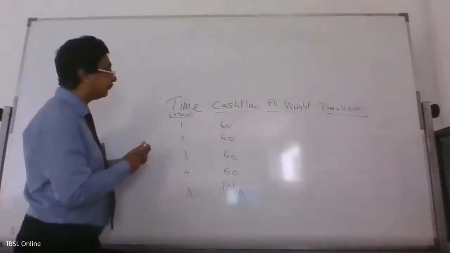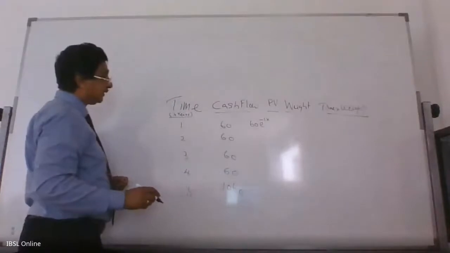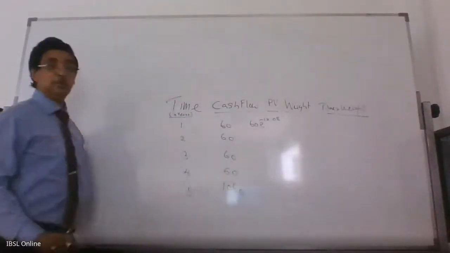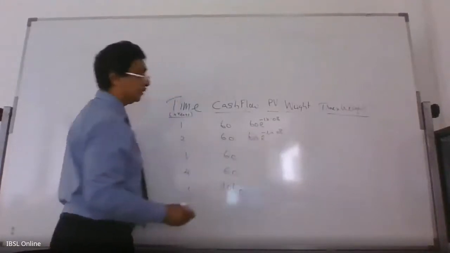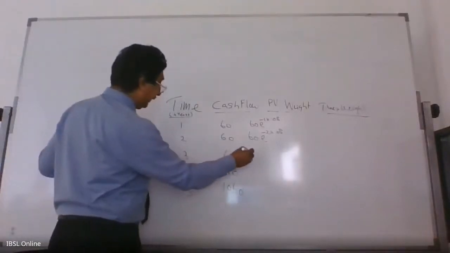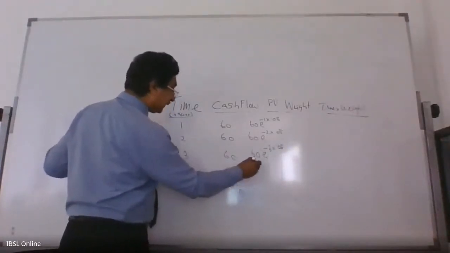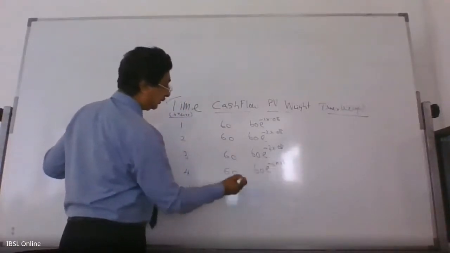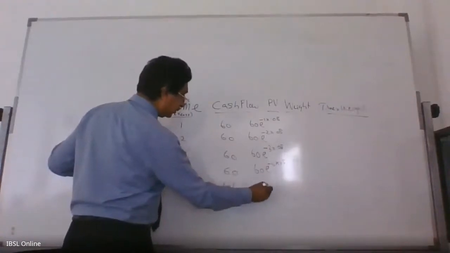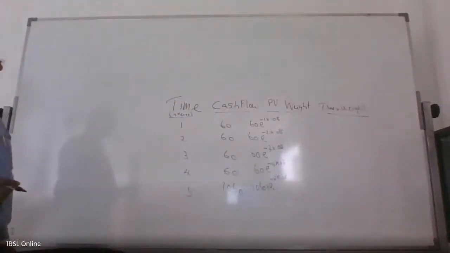Now when you want to get the PV, it is 60 into e to the power minus 1 into 0.08. And the second year you get 60 into e to the power minus 2 into 0.08. Then the third year, 60 into e to the power minus 3 into 0.08. In the fourth year, 60 into e to the power minus 4 into 0.08. And the last one, 1060 into e to the power minus 5 into 0.08. These are the values, and you have to calculate those values.